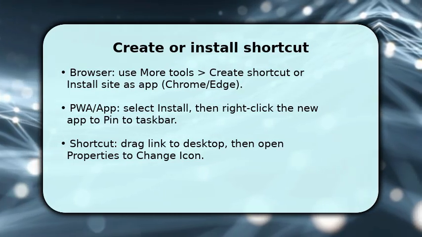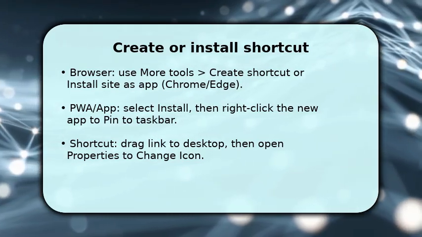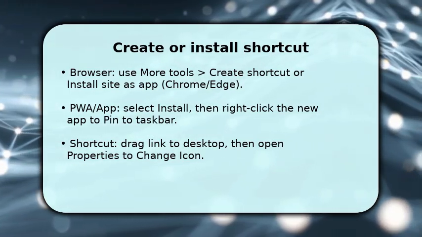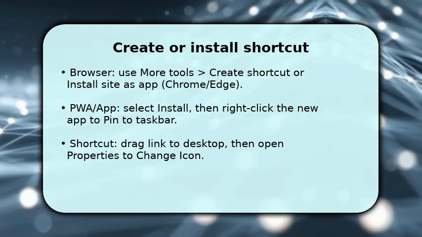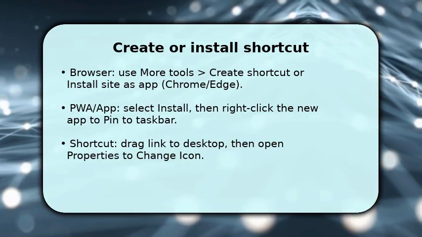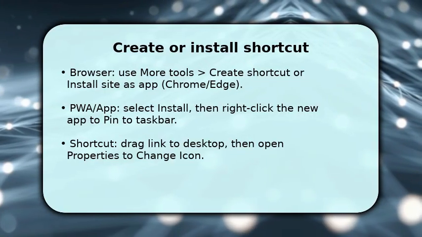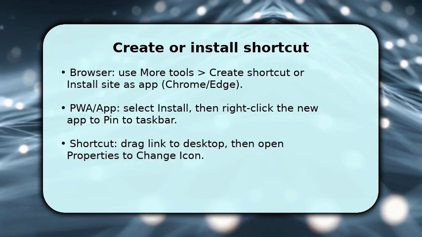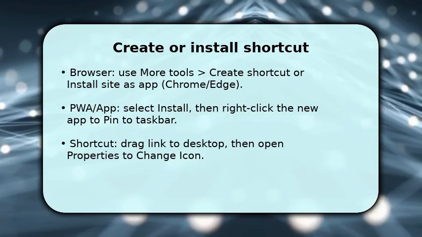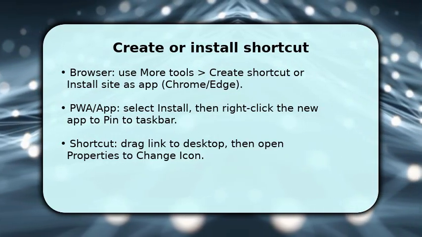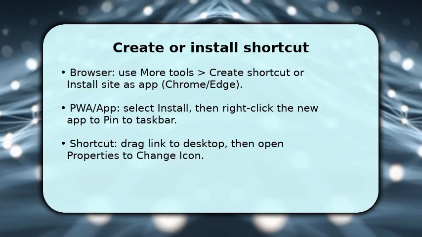Once installed, locate the new app in the Start menu or desktop, right-click and select More, then Pin to Taskbar. If you used a simple desktop shortcut, drag it to the taskbar or open its properties to change the icon and browse to your ICO file. Make sure to apply changes. This lets you control appearance and behavior directly.